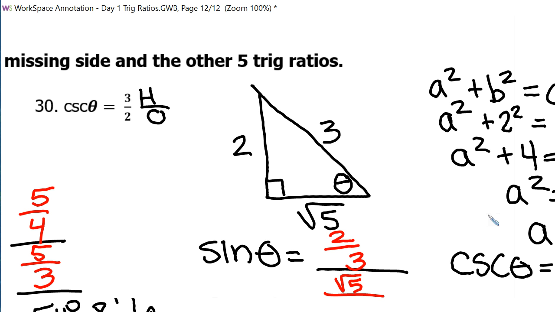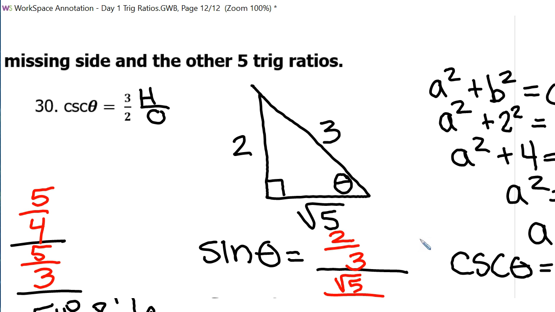How do you find tangent? Opposite over adjacent. So what's the opposite side? 2. What is the adjacent side? Square root of 5. Can I leave my answer as 2 over square root of 5? No, but leave it like that for a second, because I want to step over here and find the cotangent. So if the tangent is 2 over square root of 5, what would the cotangent be? Square root of 5 over 2.